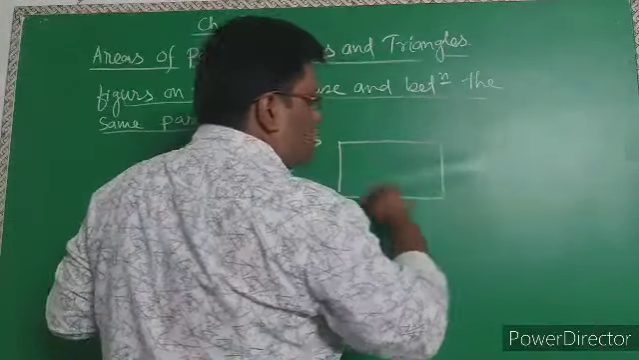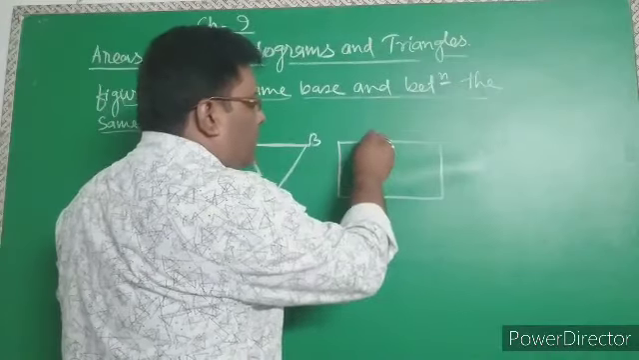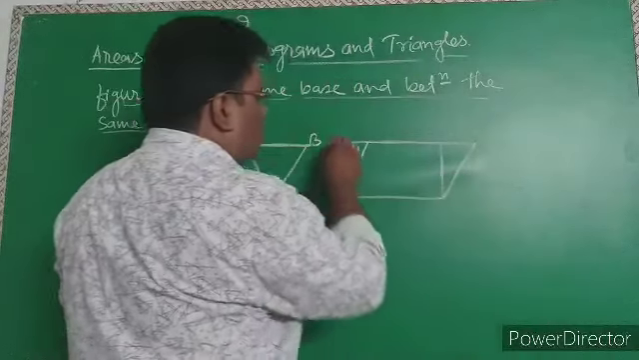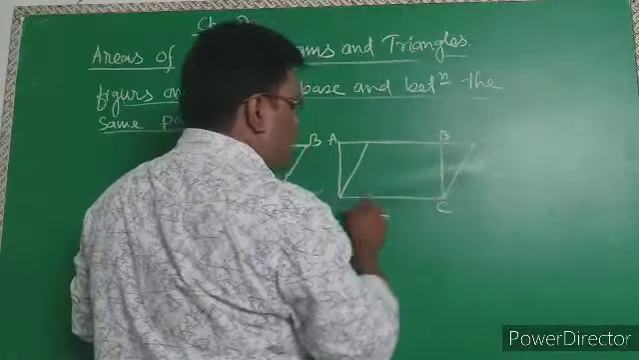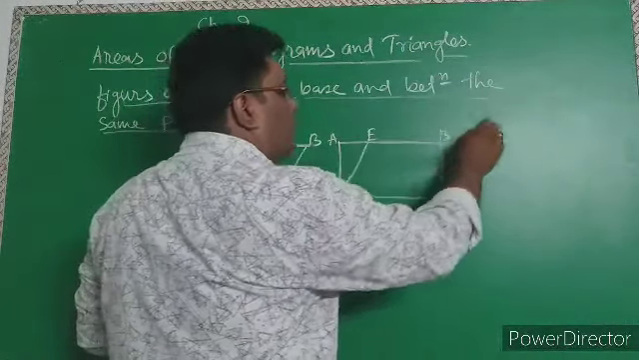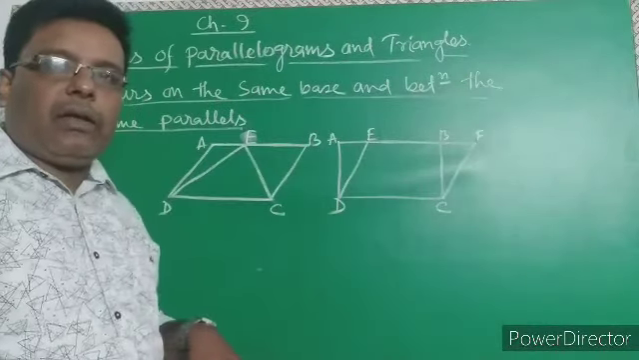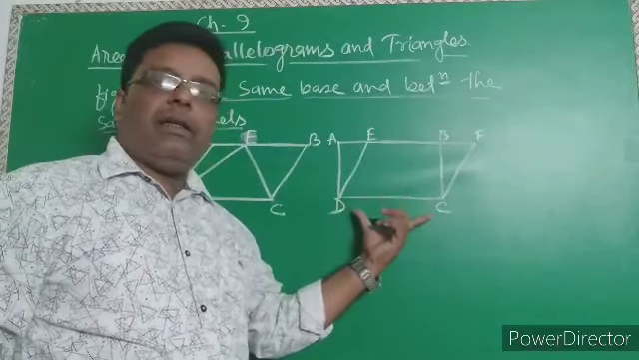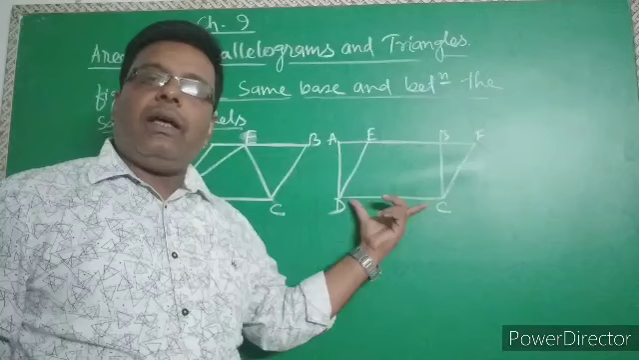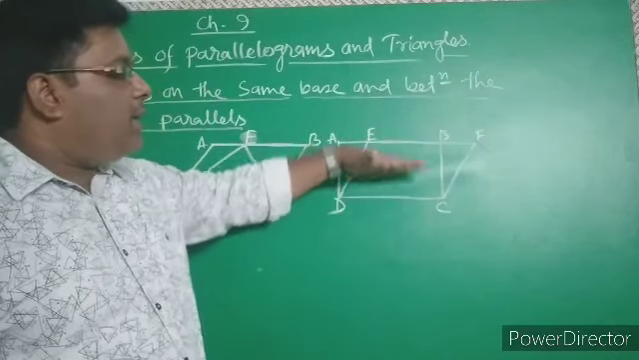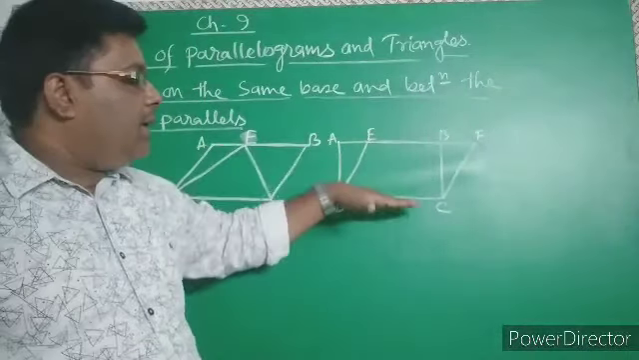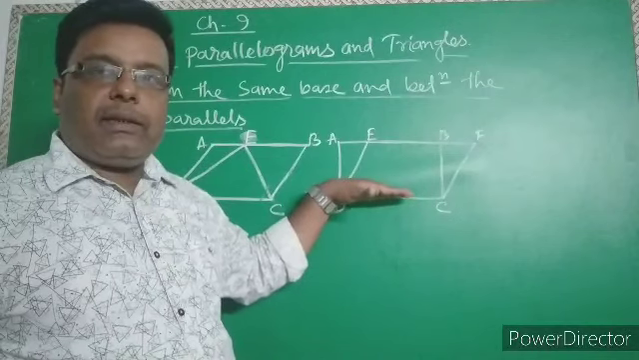Similarly, if we draw a rectangle here, suppose ABCD is a rectangle, and on CD, suppose EFCD is a parallelogram. So both the figures, the rectangle and the parallelogram, have this common base. That is, both the figures lie on the same base and between the same parallels, because the line AEBF and DC are both parallel lines.